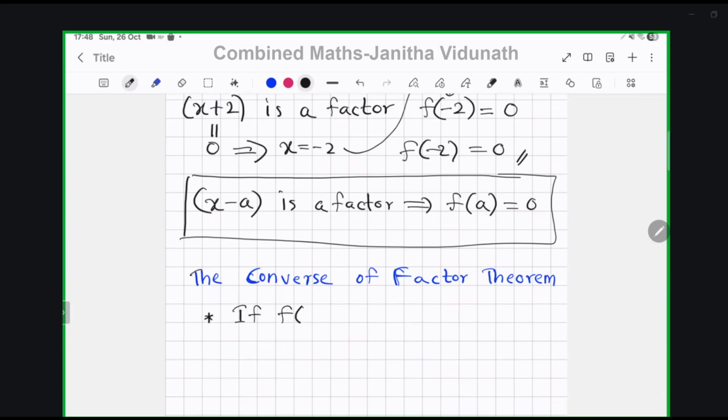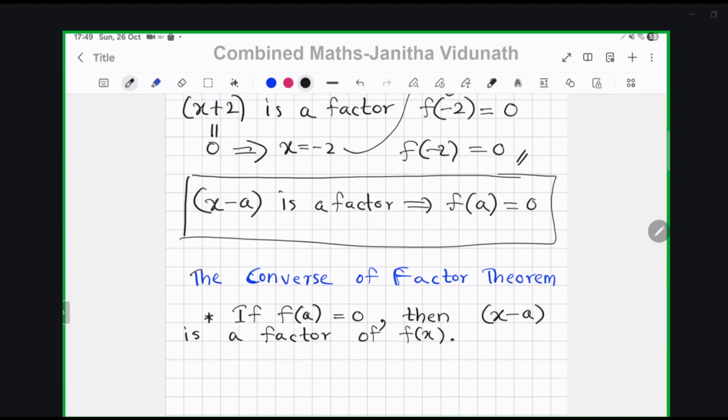If f(a) equal to 0, then x minus a is a factor of f(x).